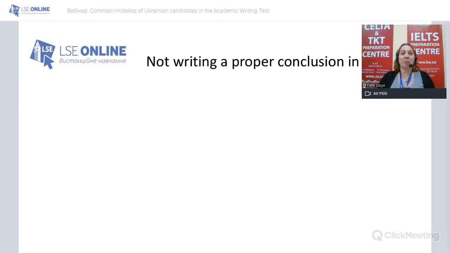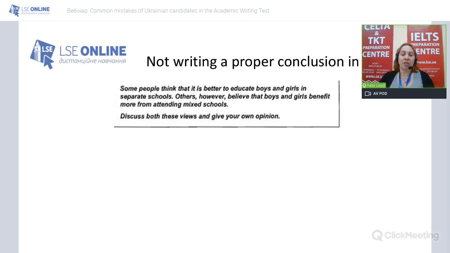And here is another problem. This is very typical of students in Ukraine. Actually, students in China did this a lot too. It's not just you guys, but it's a very typical thing of all of my students at London School of English. And that's not writing a proper conclusion. If we look at a different question here, some people think that it's better to educate boys and girls in separate schools. Others believe that boys and girls benefit more from attending mixed schools. Discuss both these views and give your opinion.